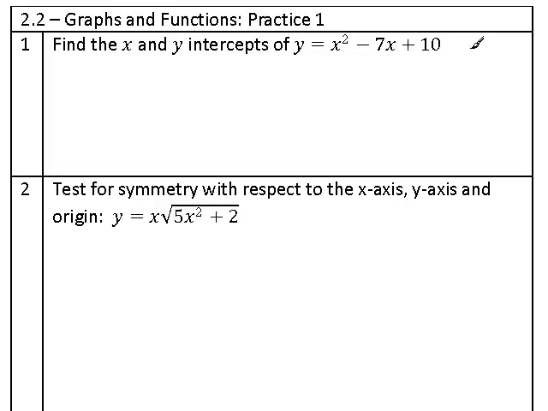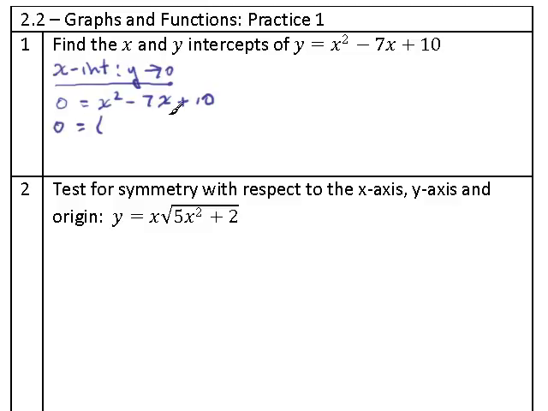In number 1, we're finding the x and y intercepts. So let's remember that to find the x-intercept, we just set y equal to 0. All right, so let's do that. Here we're going to put y equal to 0. And we have a quadratic in standard form, so we'll try factoring.